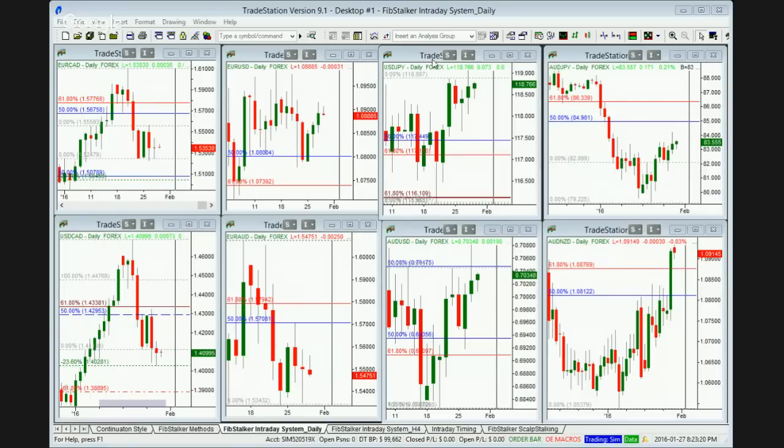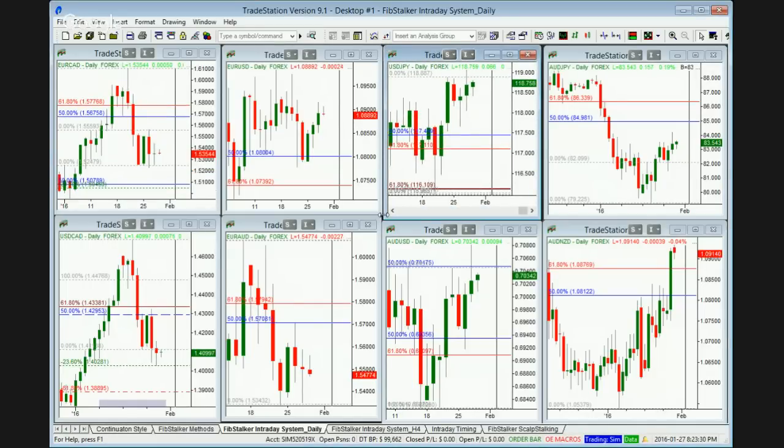On the right side, I have Asian plays. There is a North American Asian play, US dollar Japanese yen, great market, and it relates very well also to the euro dollar. So often when you see the US dollar Japanese yen moving higher, the euro dollar is moving lower. It's not always the case. Sometimes one of the two lies. It's not always the same.